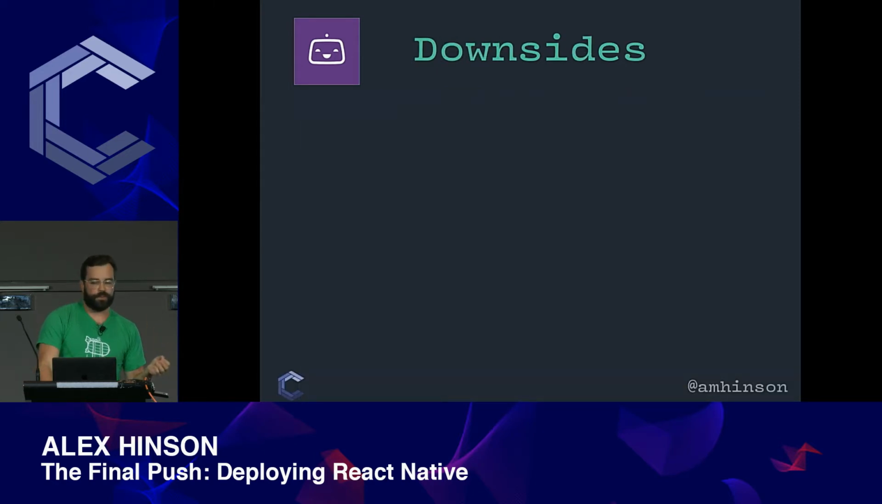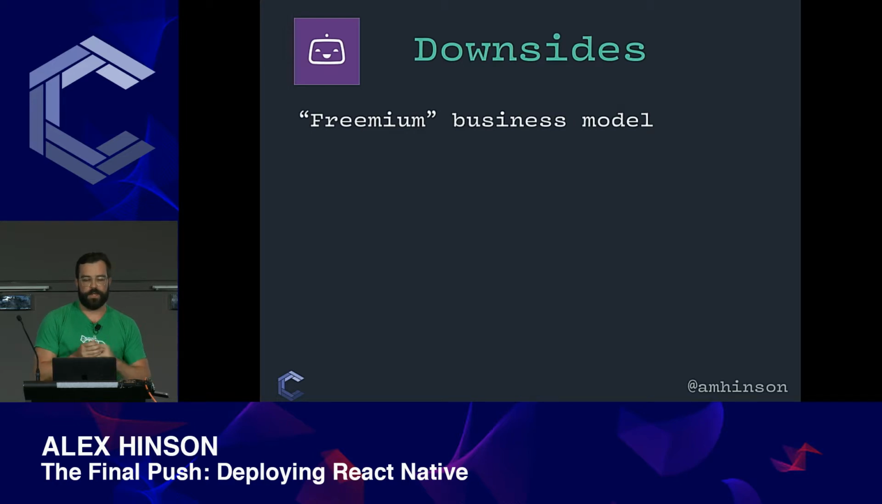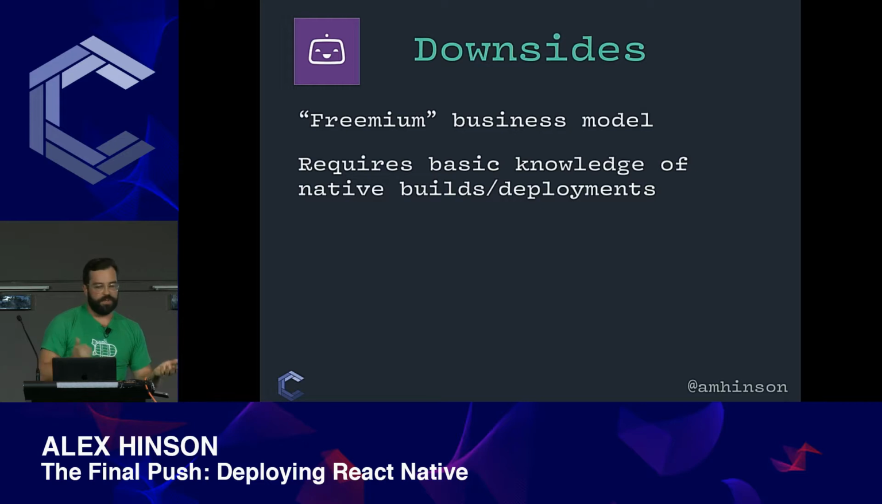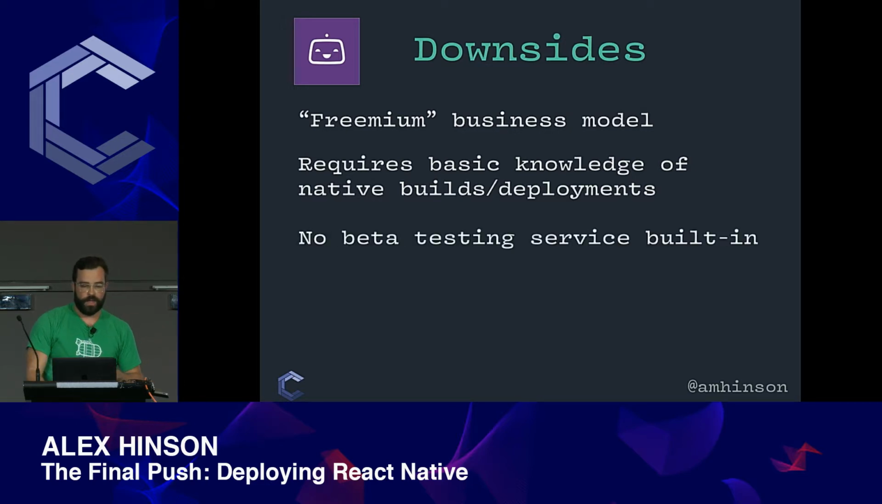Some downsides to this approach, though, as I alluded to earlier: it also uses a freemium business model. I think with Bitrise, you get 200 build minutes for free at the free level. Although, like I said, the builds can be a little bit quicker than App Center because of caching if you implement that into your workflow. A basic knowledge of build and deployment steps for a native application would be helpful when creating these workflows. So if you don't really know what you should be doing or what order the steps should happen in, it could be a bit difficult to work with. It also doesn't have a beta testing service built in by default.